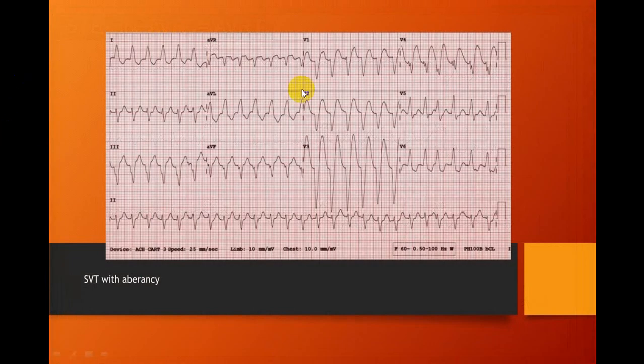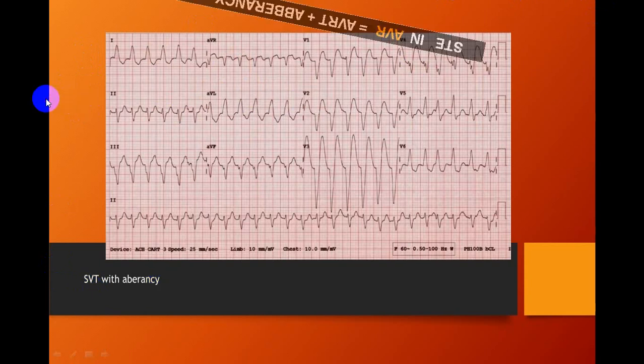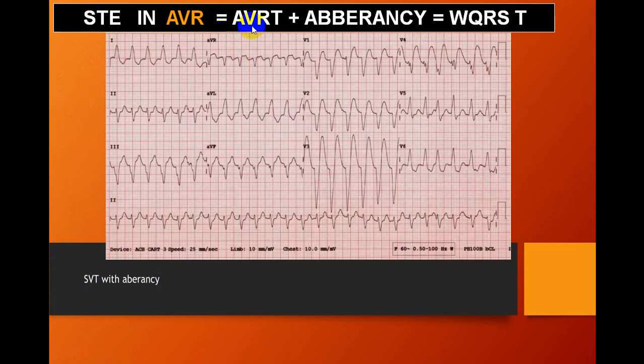It is not AV node, and this is because of accessory bundle of Kent in case of WPW syndrome. Again you can see here there is a broad QRS complex. You can see these are broad QRS complex. This is this quadrant, right? And in AVR you can see that this is broad, but there is no notch, and it is not that broad. It is not more than 0.12 second. So this is in favor of SVT with aberrancy. So ST elevation in AVR, AVRT with aberrancy, or we call it a wide QRS complex tachycardia.